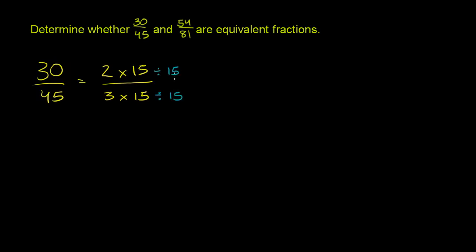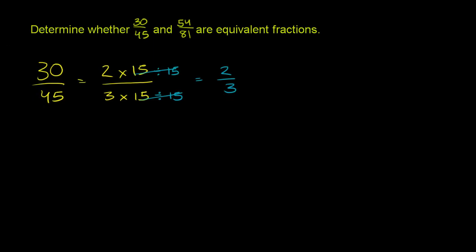Well, this 15 divided by 15, they cancel out. This 15 divided by 15 cancels out. And we'll just be left with 2/3. So 30/45ths is the same thing as 2/3. It's equivalent to 2/3. 2/3 is in lowest possible terms, or simplified form, however you want to think about it.